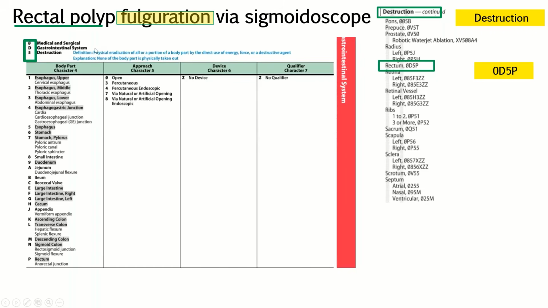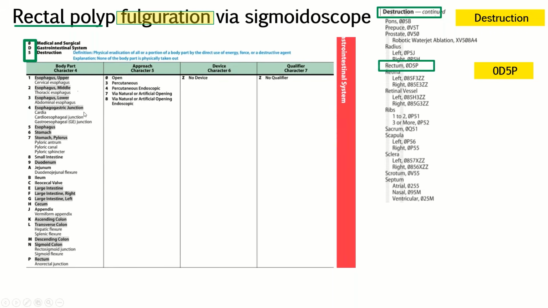Medical and surgical, gastrointestinal system, destruction. Destruction means the physical eradication of all or a portion of a body part by the direct use of energy, force, or destructive agent. All right, so an explanation is none of the body part is physically taken out. They're going to go ahead and destroy what is on that body part. And you know what? I believe this is correct.